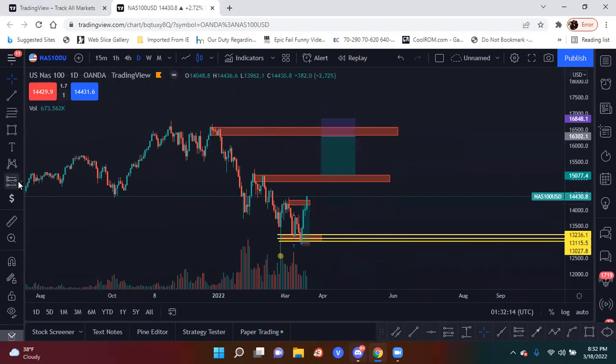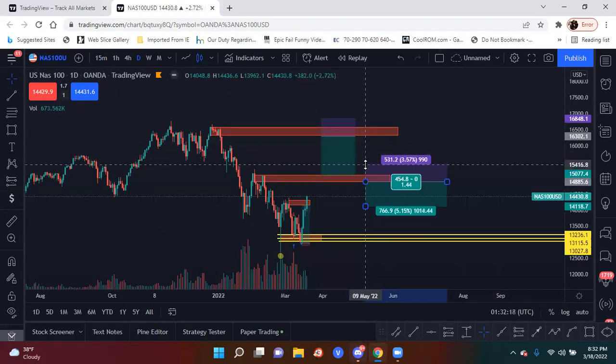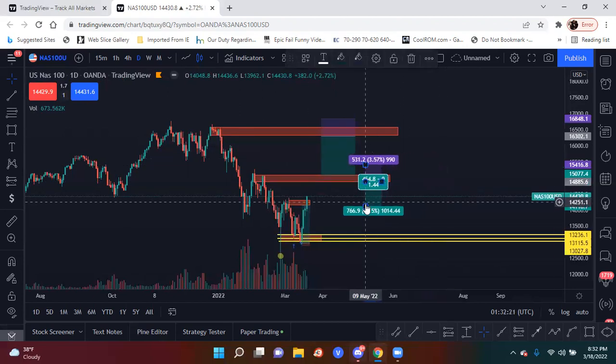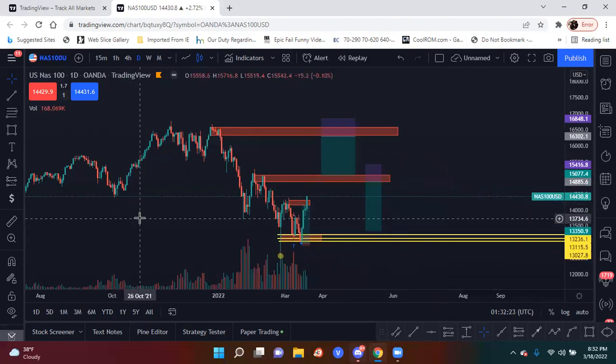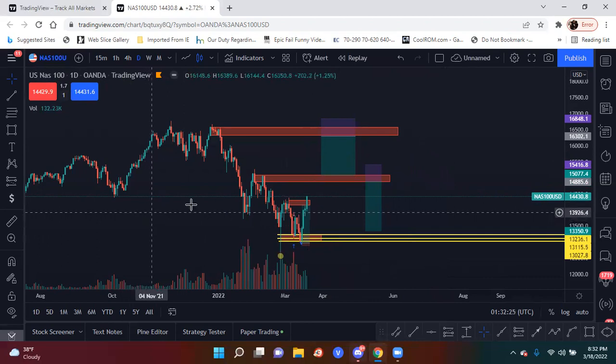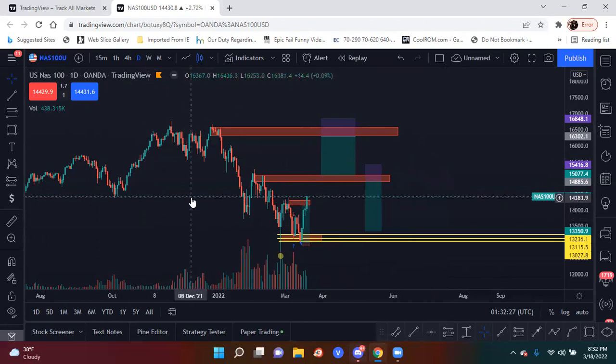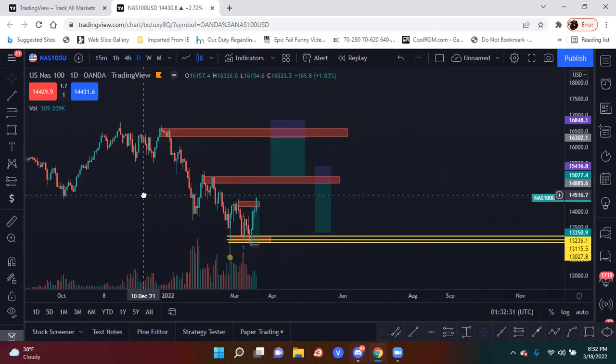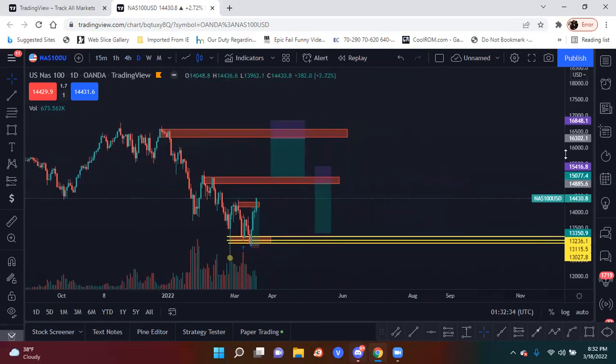Probably get something right there. Take it back to the zone. These are the trades I'm looking for indices-wise, off zones. So that's NAS 100. That's the wrap up on that trade.